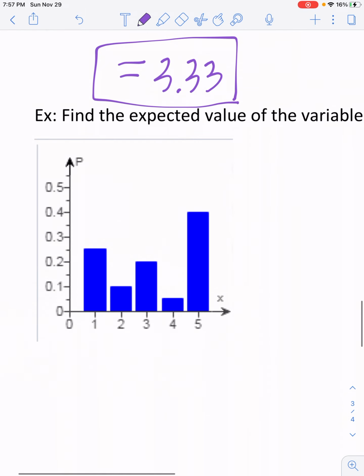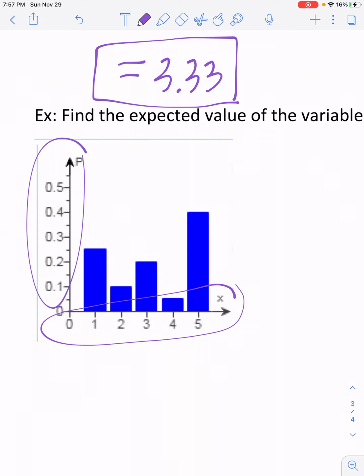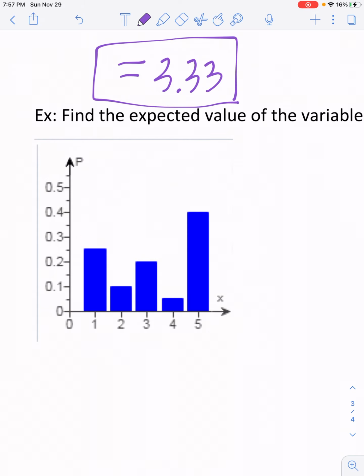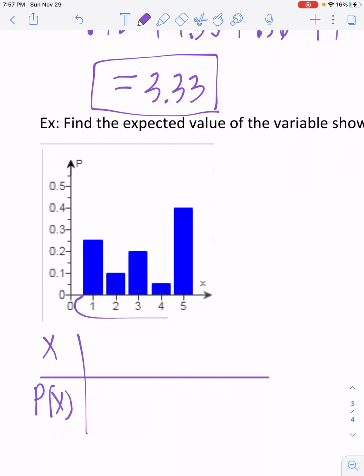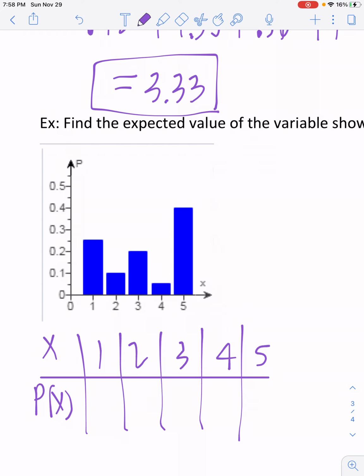So this is your x, as you can see, and this is your probability. And so if you want, I'll make a table. It's what we're used to. There we go. And show you kind of how we get these. So our x values are 1 through 5. So we've got 1, 2, 3, 4, 5. And then the probability is what goes with it.